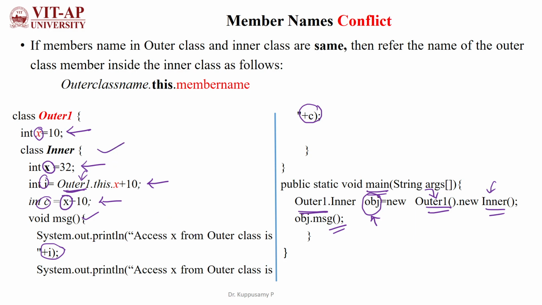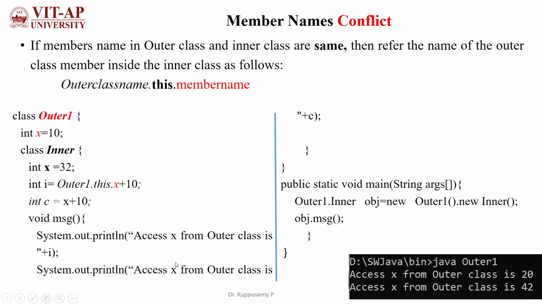When you have defined this, you can execute it by using the java command. So when I run the program, first you see we are getting 20 for this particular statement, outer class name this dot x. What is the value here? 10. So 10 plus 10 is 20. Then here we are accessing x, so this value is 32, 32 plus 10, 42, right?